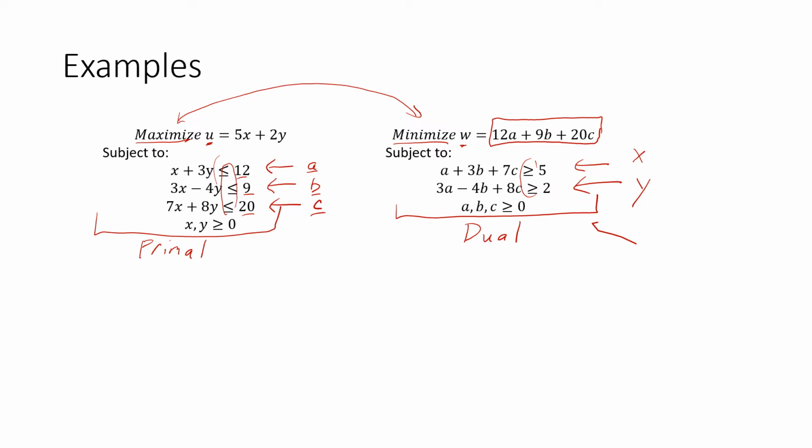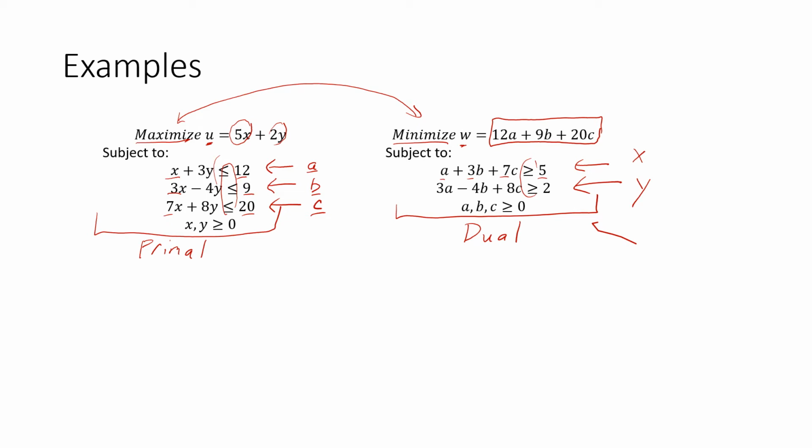Where do the numbers come from? Look down your constraints in the primal. What are the coefficients? 1, 3, and 7. 1A plus 3B plus 7C is greater than or equal to 5. Well, that is the value of x in our original objective function. Our second constraint, this is the y constraint. It's greater than or equal to 2. 2 was the value of the coefficient in the primal objective function.